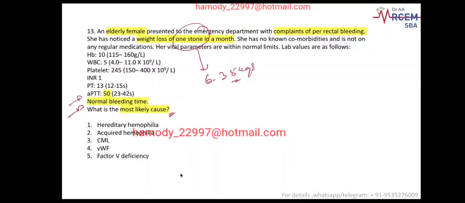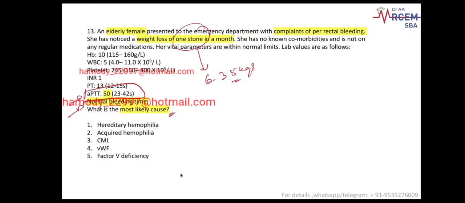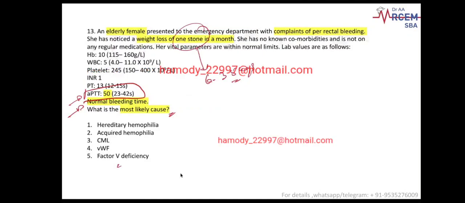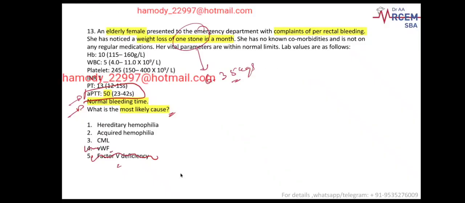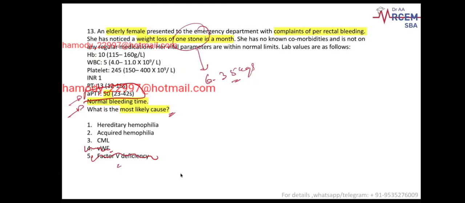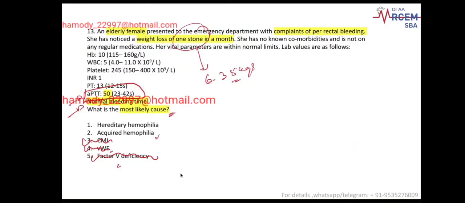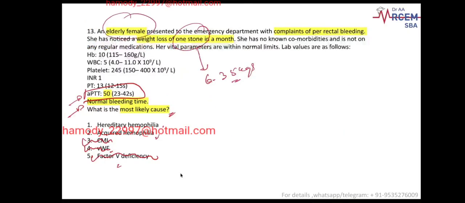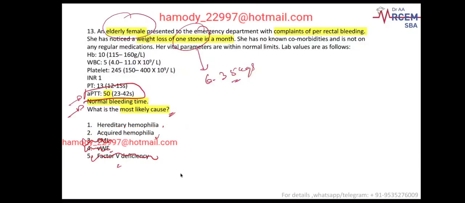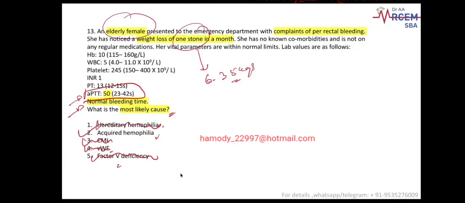What might have happened? Why is the patient having only prolonged APTT? Factor 5 deficiency, does it cause prolonged APTT? No. Factor 7 deficiency, yes, it can cause prolonged APTT, but it also causes prolonged PT. CML is not involved here. Acquired hemophilia and hereditary hemophilia both can cause this. Hereditary means it will not be in the elderly, it would have already been diagnosed by this age. So unlikely to be hereditary. So you can rule it out and come to a diagnosis of acquired hemophilia here.